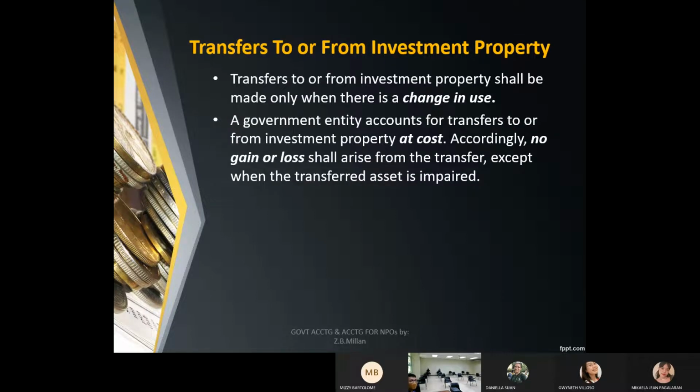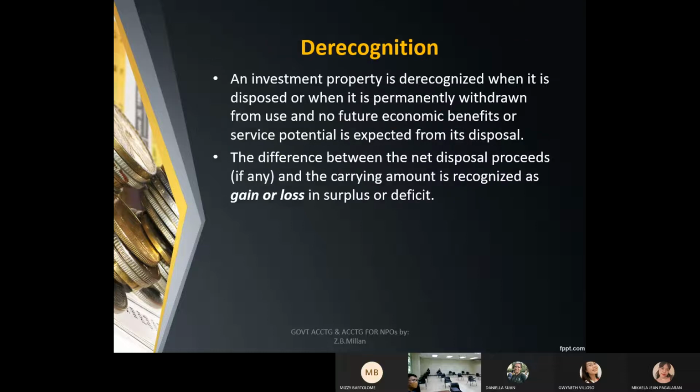Okay, ito yung sinasabi natin, transfers to or from investment property. So magkakaroon lang ng transfer when there is a change in use. Okay, and then yung transfer to or from investment property is at cost. Therefore, walang gain or loss. Okay, magkakaroon lang kapag may impairment loss. Entries, mamaya na lang sa gawin.